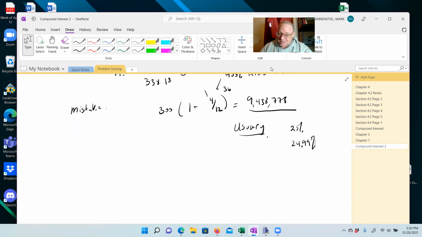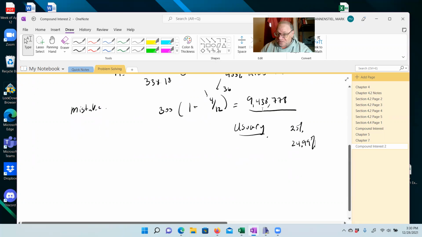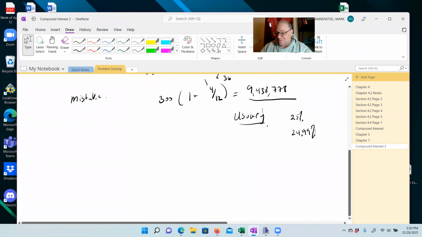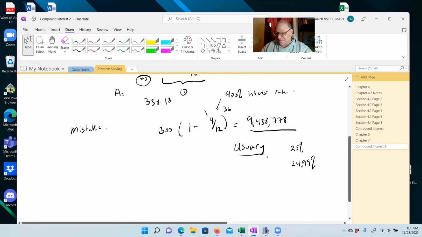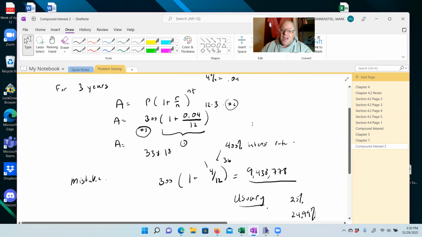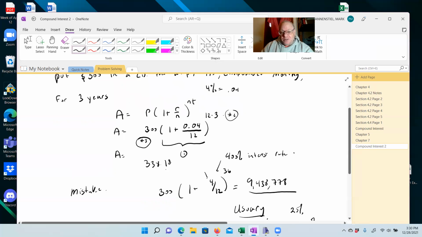So be aware of ridiculous results. This is a real formula used by real banks. They ain't giving you that many bucks. So let's go back to a non-mistake, this nice reasonable number, $338.18, and even this is a fantasy.